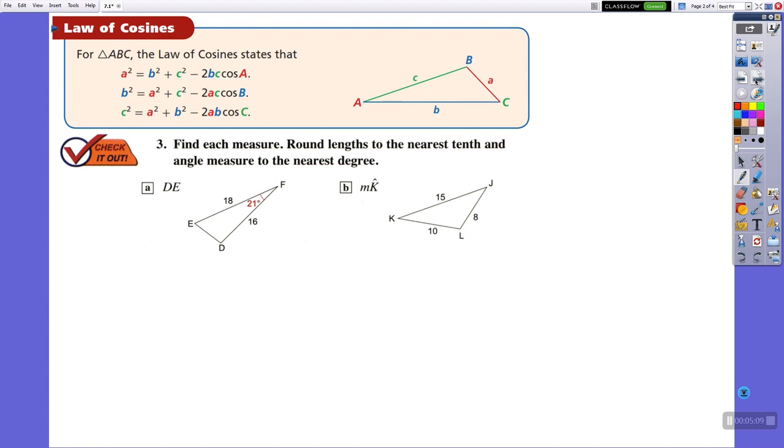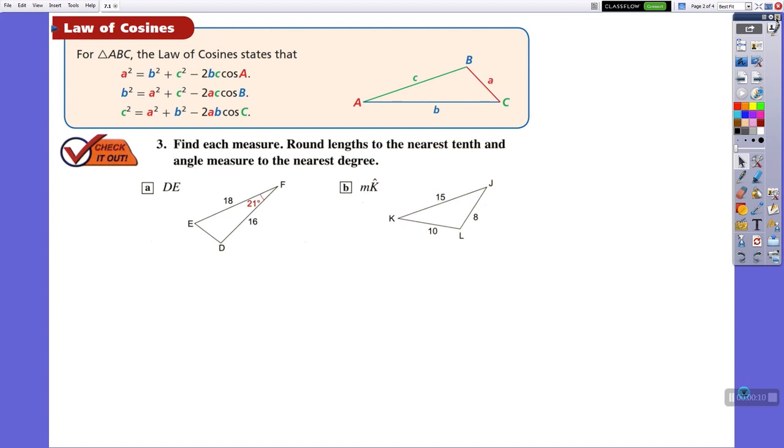So in this theorem we have a squared, the side length a squared, is equal to the sum of squares of other lengths minus 2 times the product of other lengths times cosine of the angle between the other lengths. So a squared is equal to sum of squares of others minus 2 times product of others times cosine of the angle written between them. Okay, b squared is a squared plus c squared minus 2ac times cosine b.